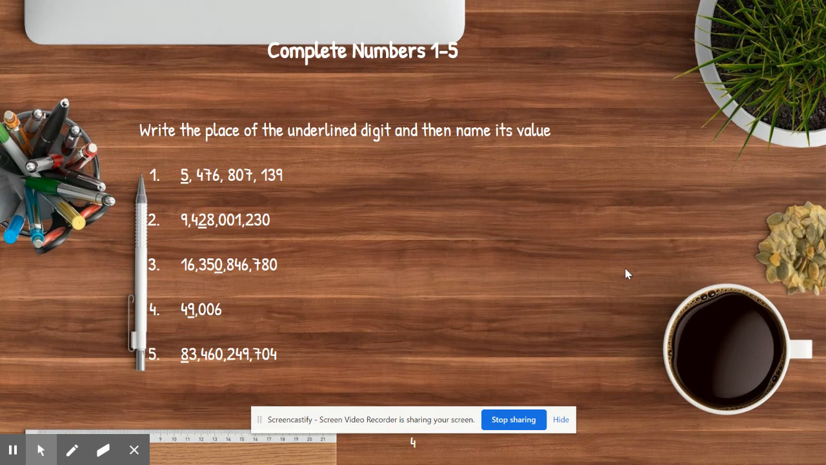Okay. Last one, number 5. Rory wants to give it a shot. All right, this is the biggest one, Rory. 8 is in what place? 10 billions place. Beautiful. What's its value? 80 billion. Holy moly. That's a big number, that's a lot of money, right? How'd we do? Pretty good?